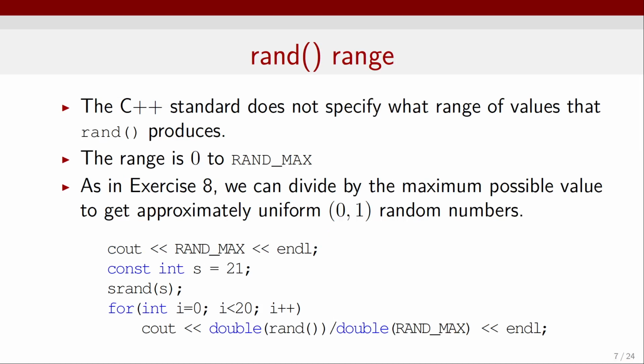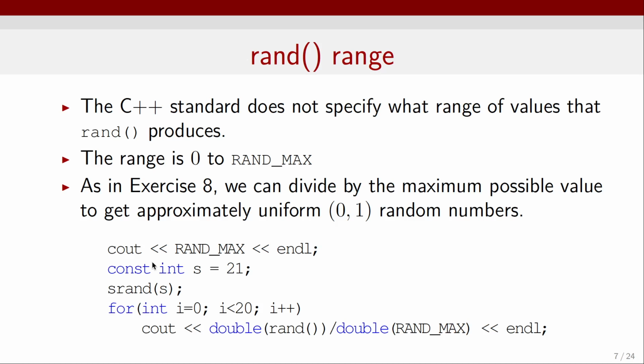The C++ standard does not specify what range of values rand produces. The range is from 0 to the variable RAND_MAX. As in exercise sheet 8, we can divide by the maximum possible value to get approximately uniform random numbers in the interval 0 to 1.